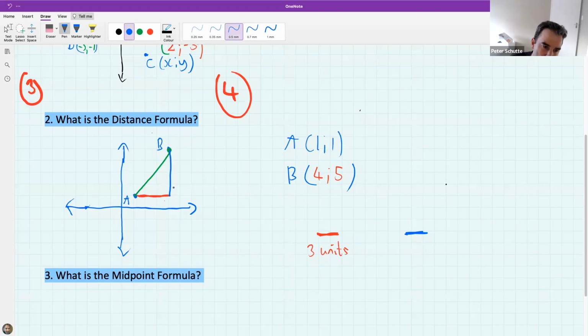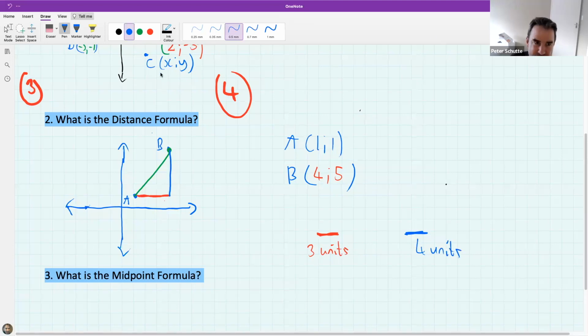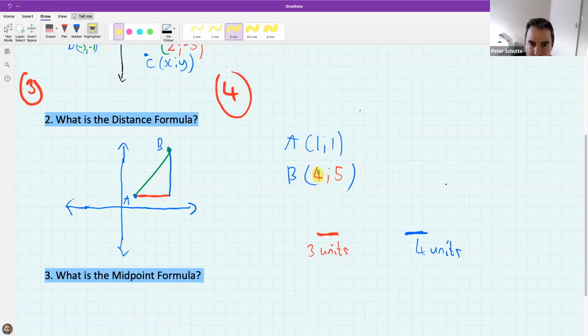So we count 1, 2, 3, 4 units. Okay. So I want to show you something interesting. If we focus on the x coordinate of B and the x coordinate of A, watch this sneaky thing. 4 minus 1 is 3. So this distance over here is just going to be the 4 minus 1, which is 3.